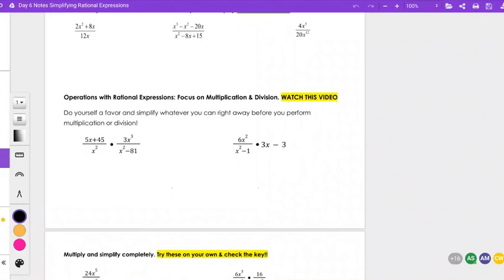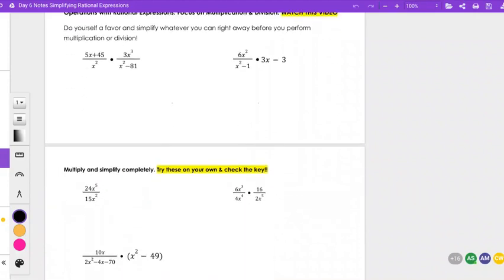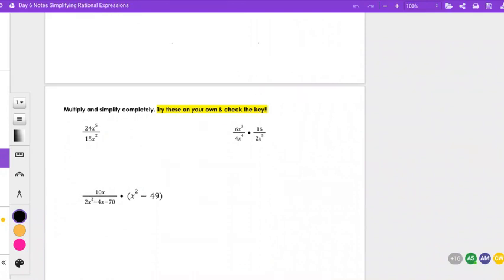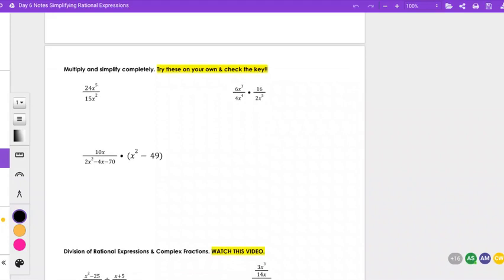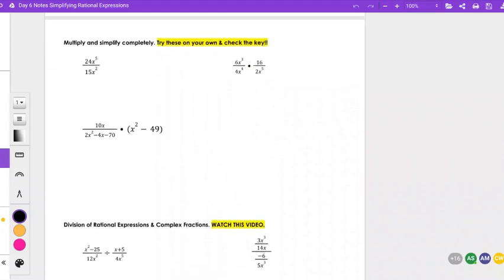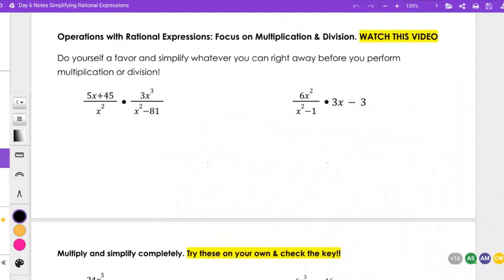Rational expressions that we're going to focus on is multiplication and division. So we're going to do these two examples together in this video. And then in class with the sub, you'll be trying these three on your own. And like it says in yellow, go ahead and check the key that is on the unit calendar. And then there will be a third video for us to go through division. But let's go ahead and focus on these two examples.